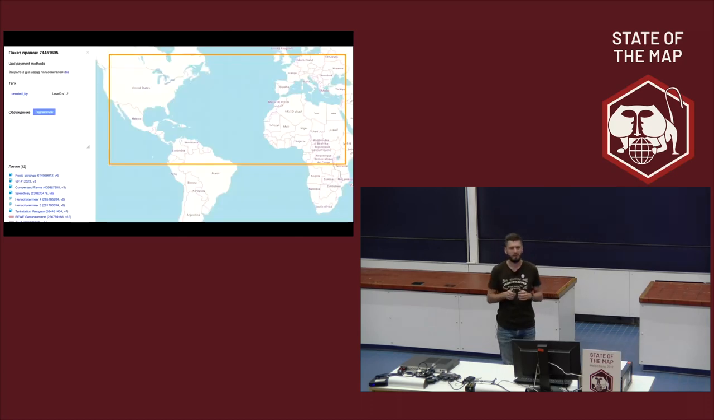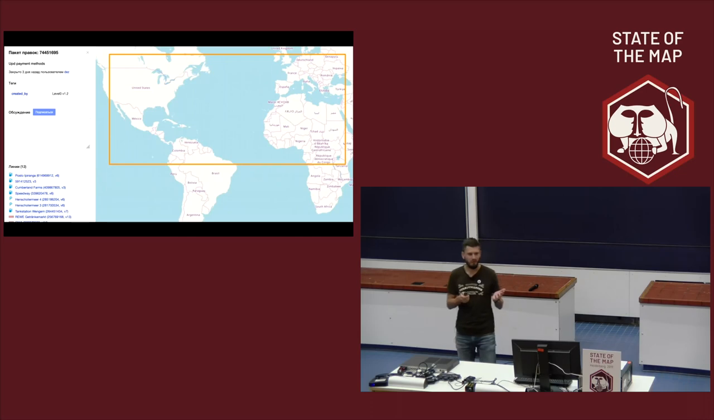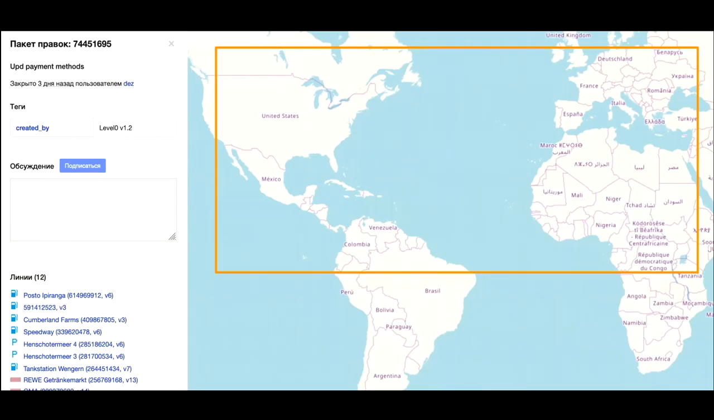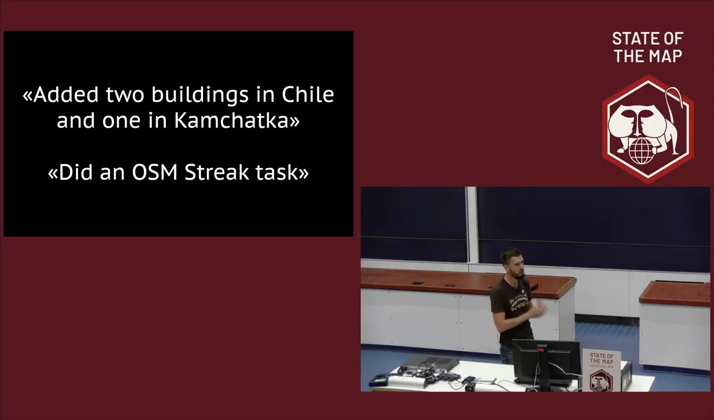Why can't we get the "what" using just algorithms, by looking inside the changeset? You can group your theoretical atomic changes and see that it's not a bounding box, and it edits a dozen nodes and some ways with this tag. You can have better human readable descriptions, like edit two buildings in Chelyabinsk, one building in Kamchatka, and change the comment to why: because I did an OSM strict task.